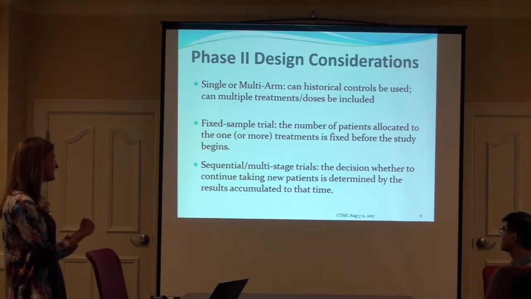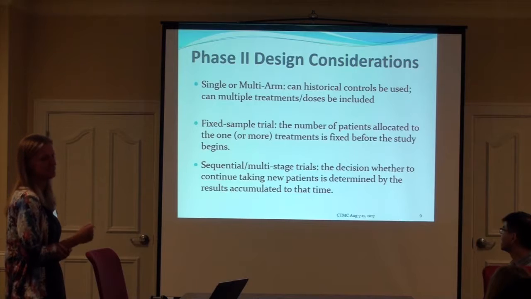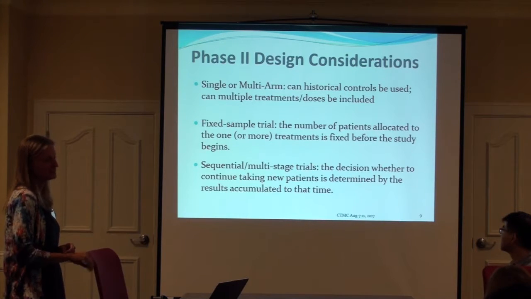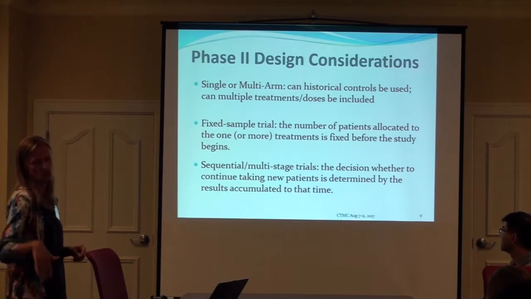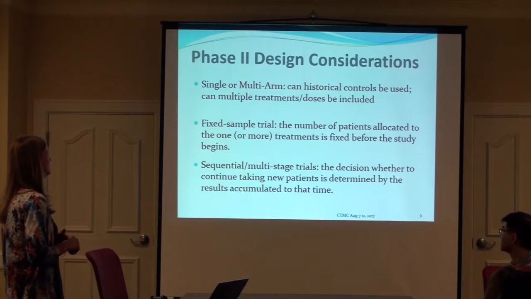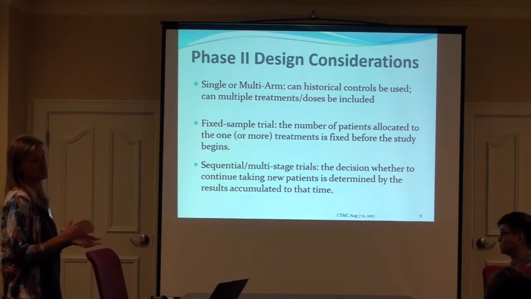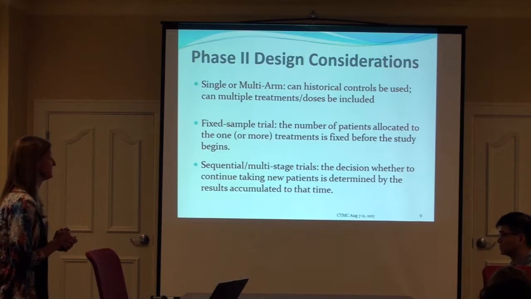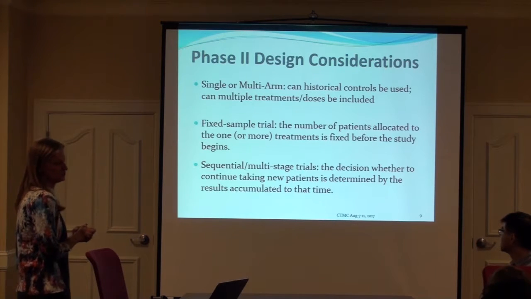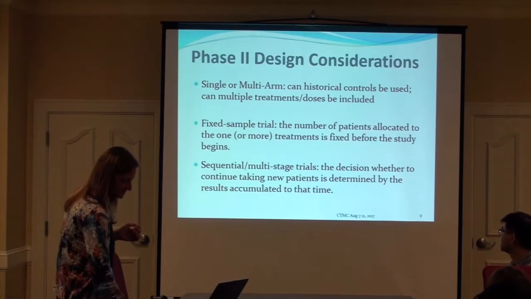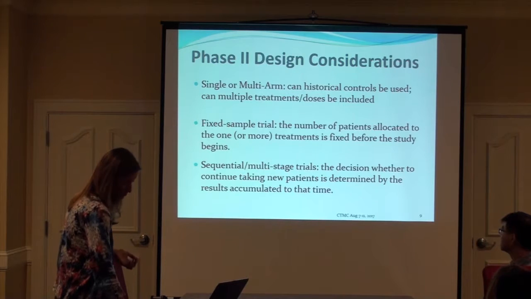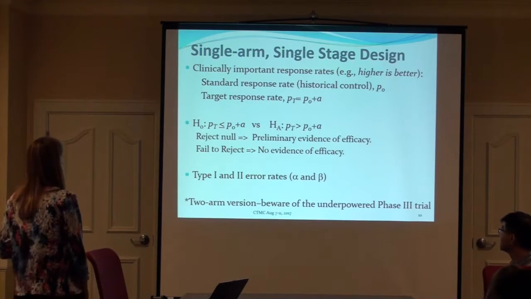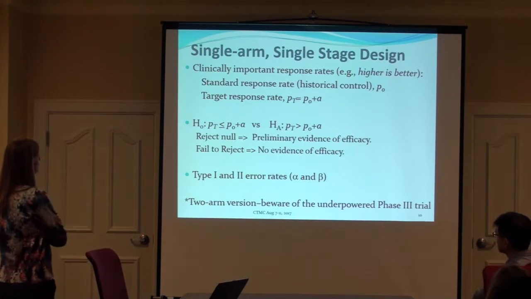But in these early phases, you don't always have to have some kind of mechanism, right? Safety trumps everything. We know that there are always going to be safety rules. But you might propose a fixed sample trial, and there's nothing wrong with that, okay? Or are you going to do the sequential? Those are some of the key considerations no matter what design you choose, okay? So if we just did the single arm, single stage design, right?